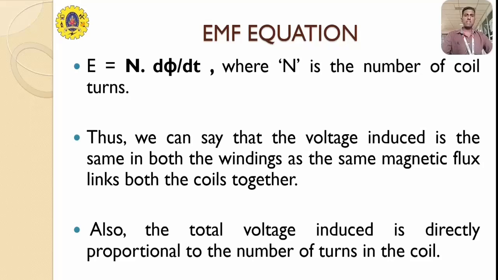magnetic field. So in ideal condition, if the number of turns is the same in both primary and secondary coils, what is the remaining factor which is going to induce the EMF? The EMF will vary only based upon the magnetic flux, right? So if the number of turns is the same, the voltage induced in the primary will be the same as the voltage induced in the secondary, since the same magnetic flux is linking both the coils. And also the total voltage induced is directly proportional to the number of turns in the coil.